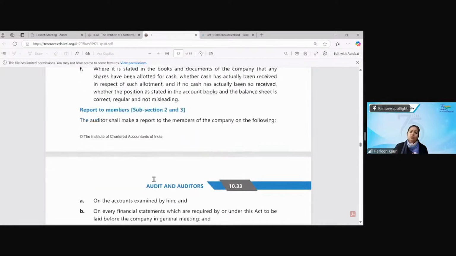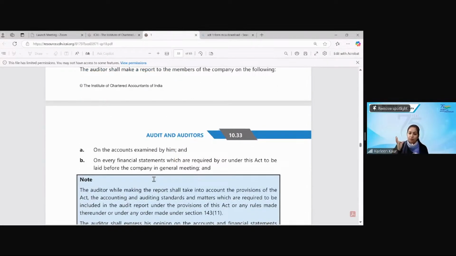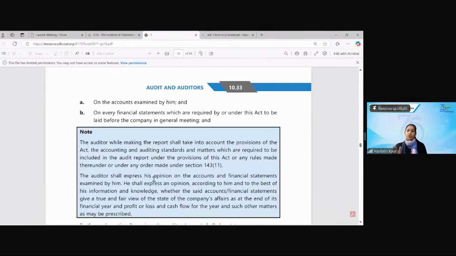After doing all these points, the auditor is going to make a report on the basis of information given to him, and also he will express his opinion that to the best of the information received, the financial statements show a true picture of the state of the company.